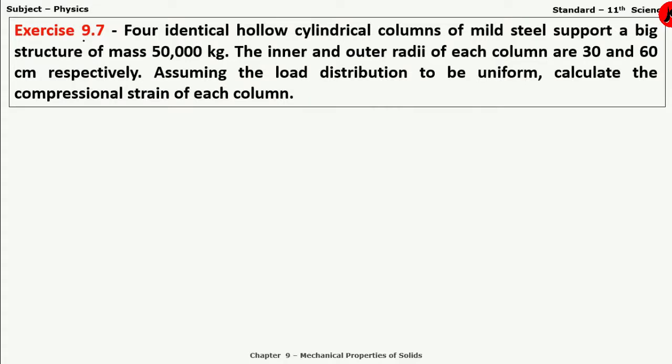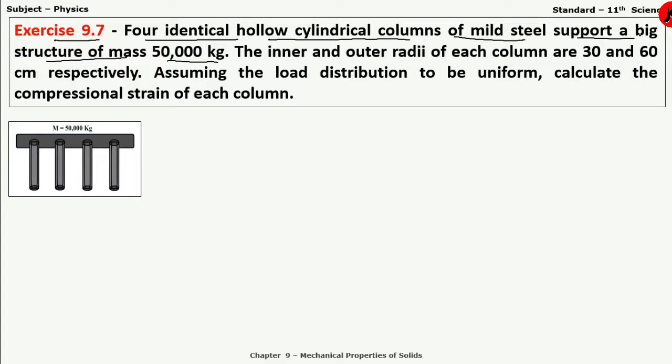Next exercise is exercise 9.7. What we have? Four identical hollow cylindrical columns of mild steel support a big structure of mass 50,000 kg, as shown in the figure. We can see we have four identical hollow cylinders, and the mass given is 50,000 kg.